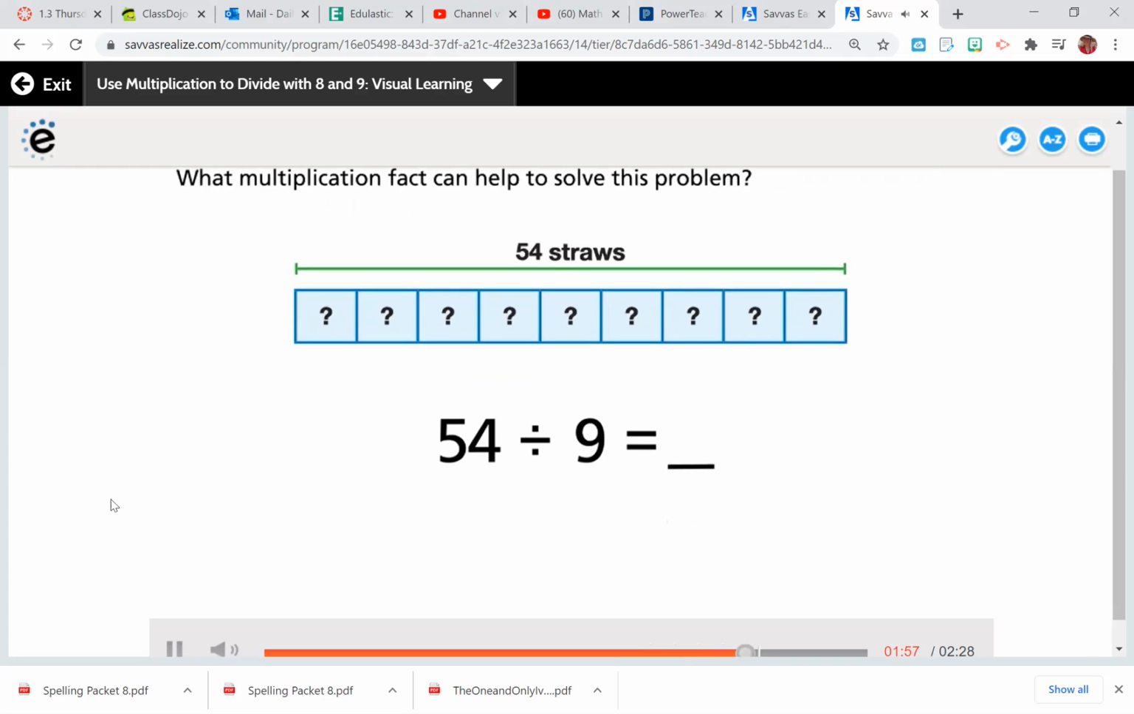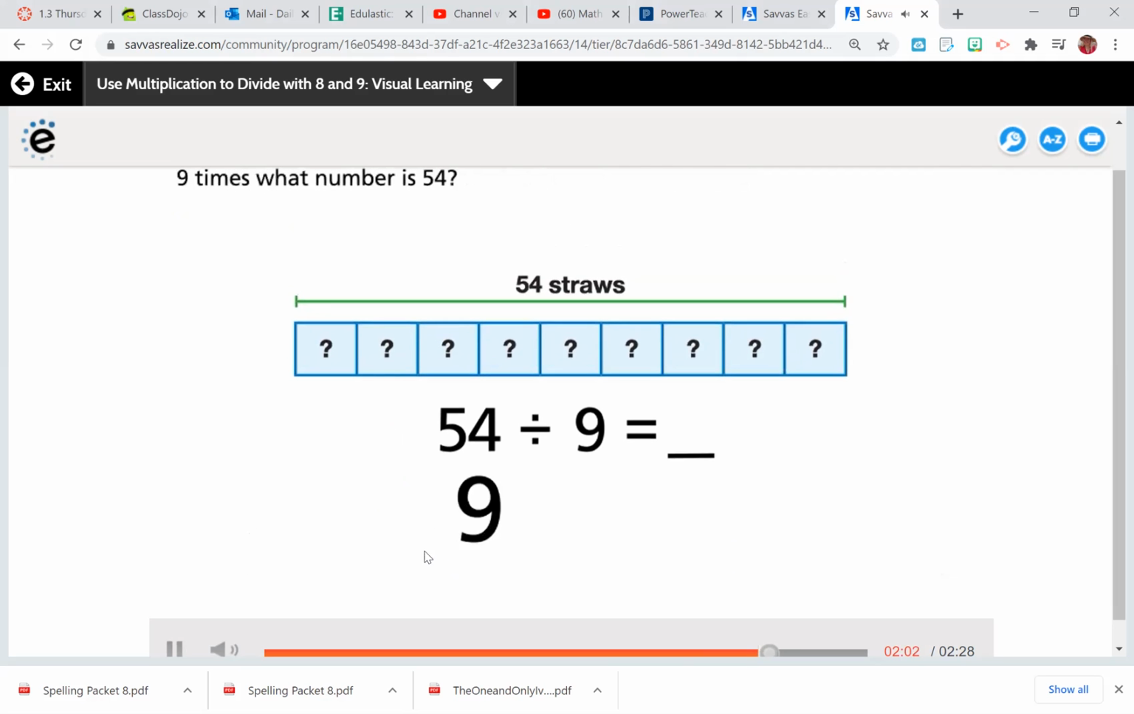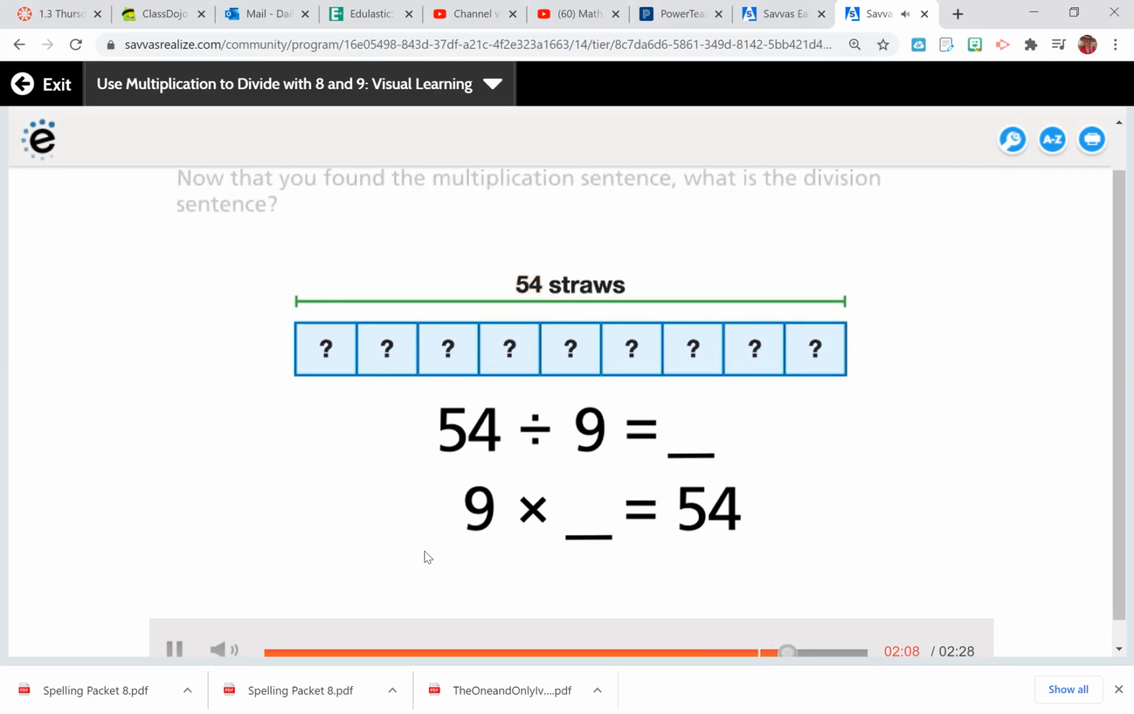What multiplication fact can help to solve this problem? Select your answer. So remember, in a multiplication sentence, the total goes at the end. That is our product. So I know that this one has to be the correct answer. 9 times what number is 54? Now that you found the multiplication sentence, what is the division sentence? Luz used 6 straws for each animal.